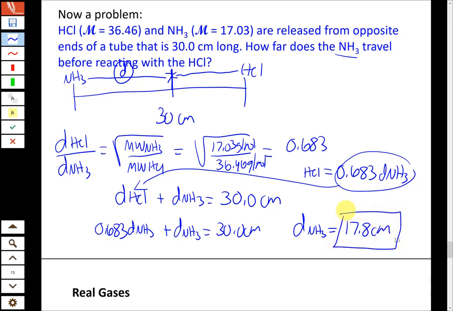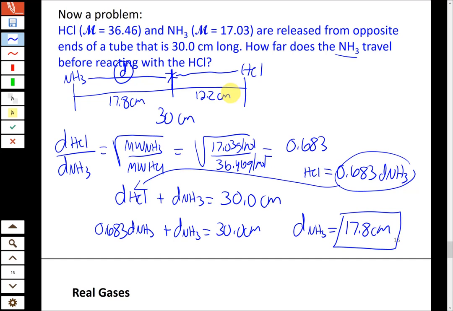All right, so they don't meet exactly in the middle. The NH3, because it's moving faster, is going to travel a little bit further. So when we solve it, this distance is 17.8 centimeters, and this other distance would be whatever the rest is, which is 12.2. I did that right in my head. Okay, and so that's the distance that NH3 travels before it reacts with the HCl. So that's just another, sort of experimental, way of demonstrating diffusion, and we can predict, and then you can do it in the lab and see if your prediction matches up with what you get or not.